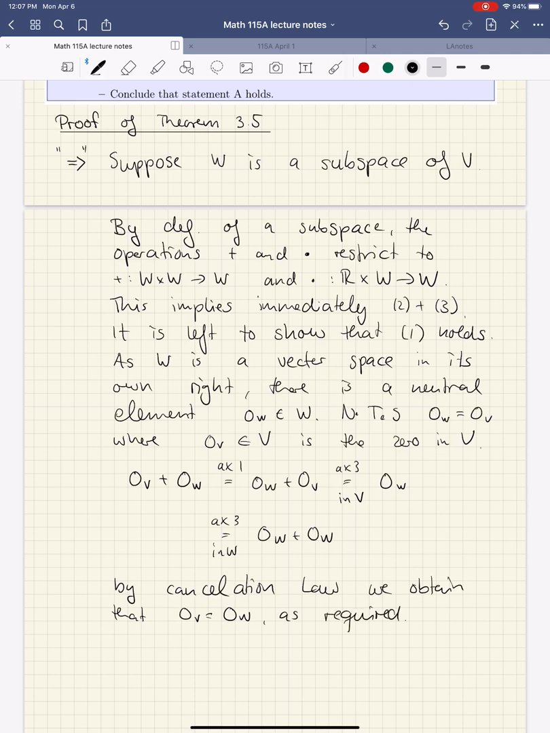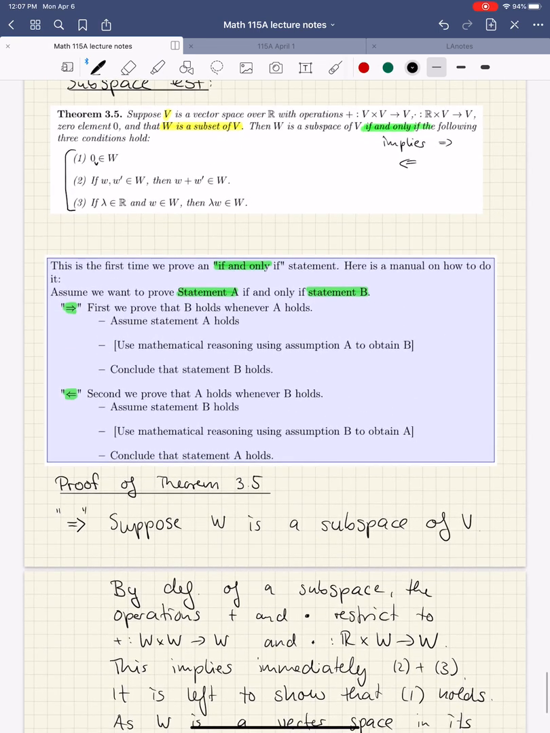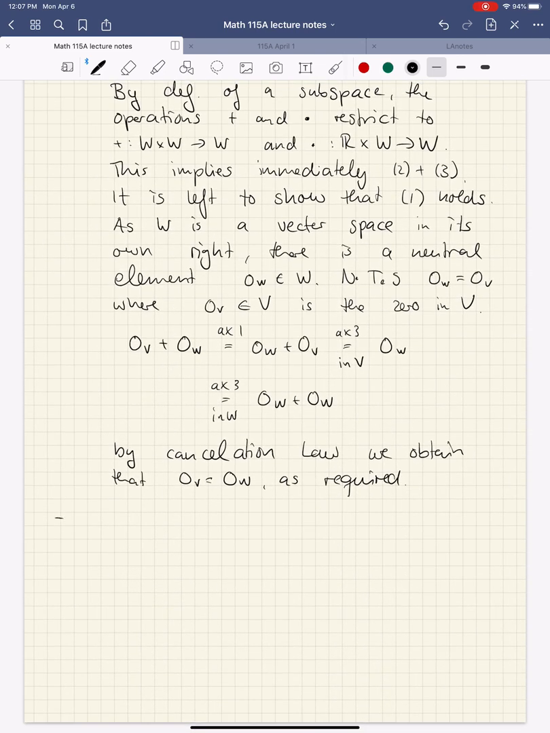And then we're done with this direction. Let's go back to the statement. We've shown 2 and 3 follow immediately from being a subspace, and number 1 we just showed, because the 0 in W is equal to the 0 in V. So let's now do the other direction. Suppose that for W a subset of V, statements 1, 2, and 3 hold.